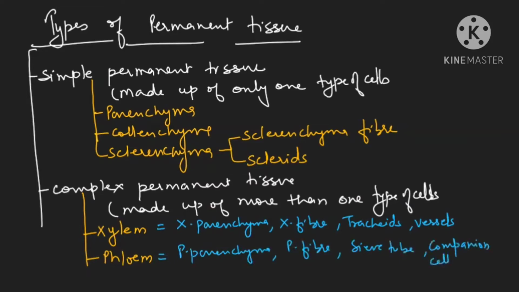So these are the types of the permanent tissues. Is it clear? Now we'll be studying in detail in this video especially only two types of permanent tissues, that is simple. And in simple, we'll be studying only parenchyma and collenchyma in detail. Now let us start with the parenchyma.